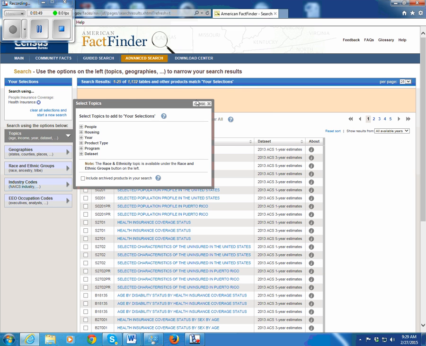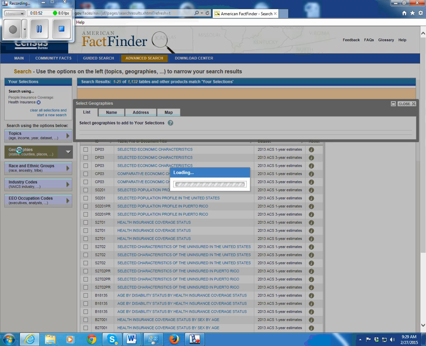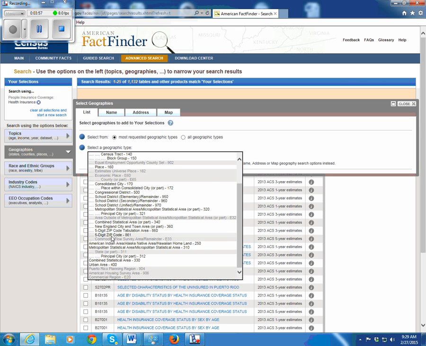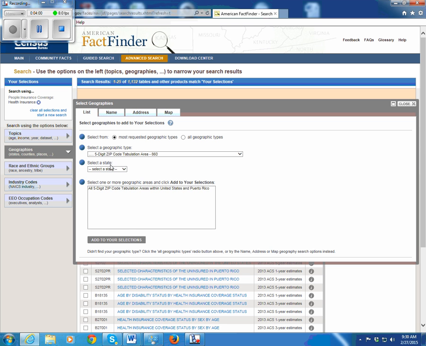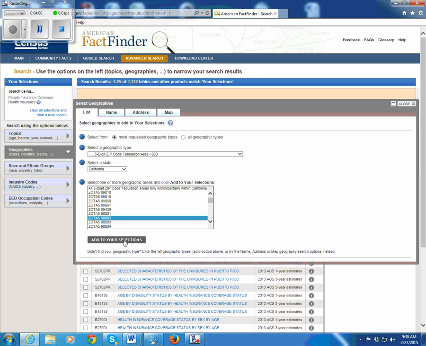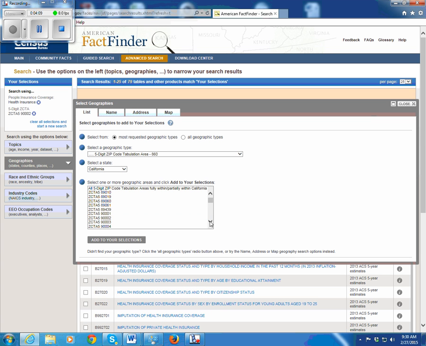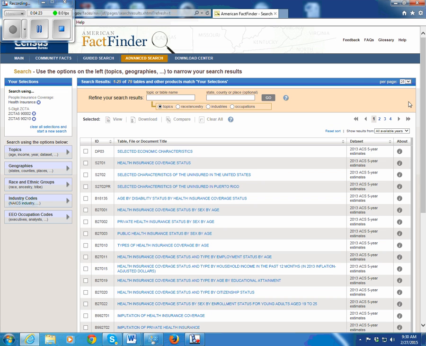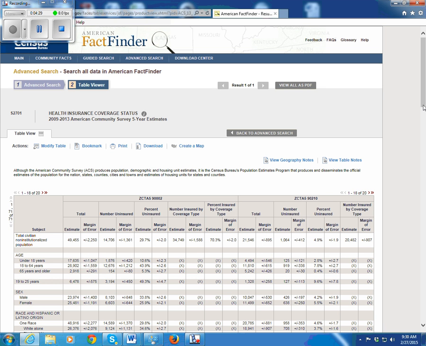And what I want to do is go back and look at the same two areas. So I go to geographic area. Again, I scroll down to a 5-digit zip code. I'm going to go back to California. I'm going to pick those two diverse areas like I picked last time, scrolling down to 90210. There. And now I'm going to select health insurance coverage status. All of these are surveys that are done.